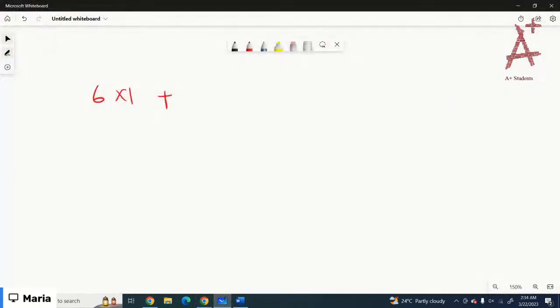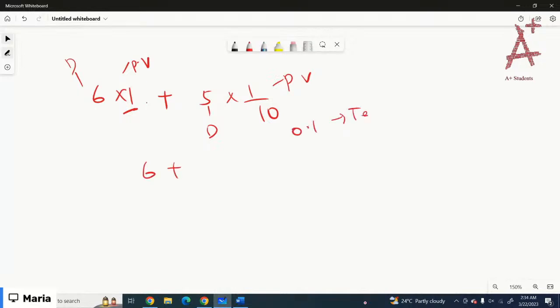5 times 1 over 10. So that is the digit, that is the place value. Here is the digit, here is the place value. So you have to place 6 at the ones position. Then 1 over 10 means 0.1. That would be the tenths position. That means the tenths position is 5.